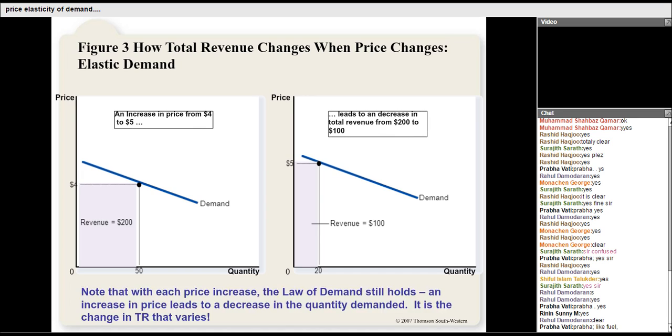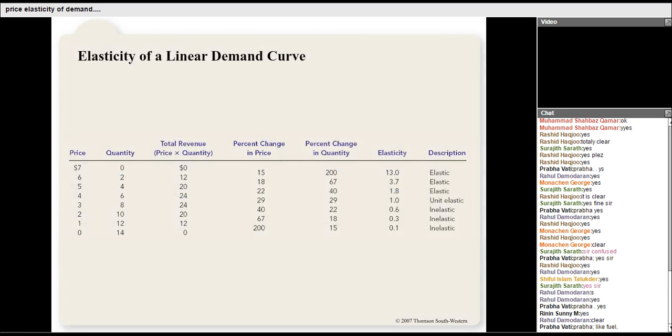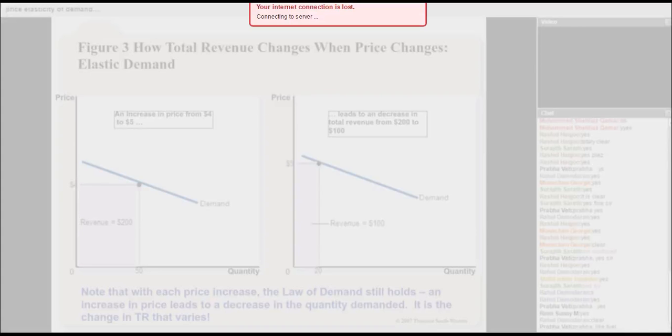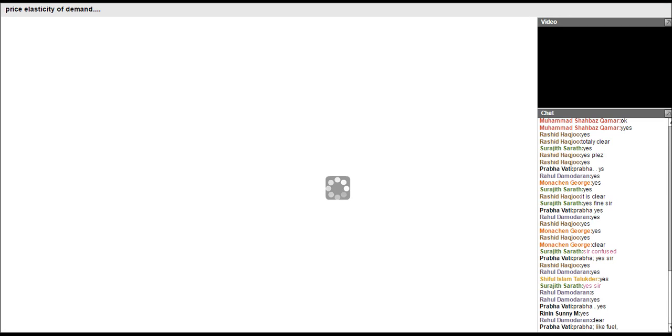Yeah. Now have a look at it. Now look at it. See, at the first figure on my left hand side, it says when there was $4 for one unit, the demand was.